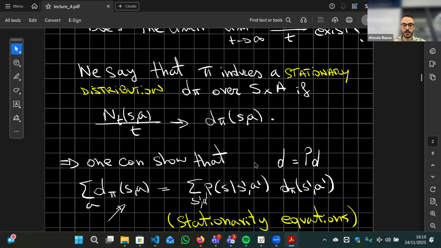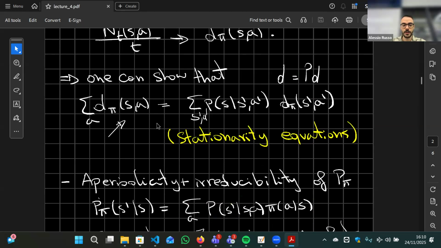And one can show that this stationary distribution needs to satisfy the Kolmogorov equations, also called stationarity equations, which basically say that the time you spend in a certain state s is equal to the sum over all the other state-action pairs of the probability of going to state s, given that you were in (s', a'). So basically, the term on the right is quantifying the probability that from any other state, you will go to state s.